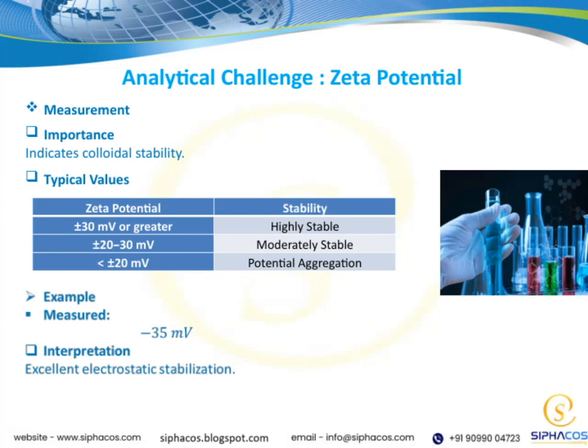Let's talk about zeta potential, a key indicator of how stable a colloidal system is. When the zeta potential is plus or minus 30 millivolts or more, the system is highly stable. Between 20 and 30 millivolts, it's moderately stable. But below 20 millivolts, there's a risk of particles clumping together, or aggregating. Measuring zeta potential can be tricky, but it's essential because it tells us how likely a suspension is to stay evenly dispersed over time.